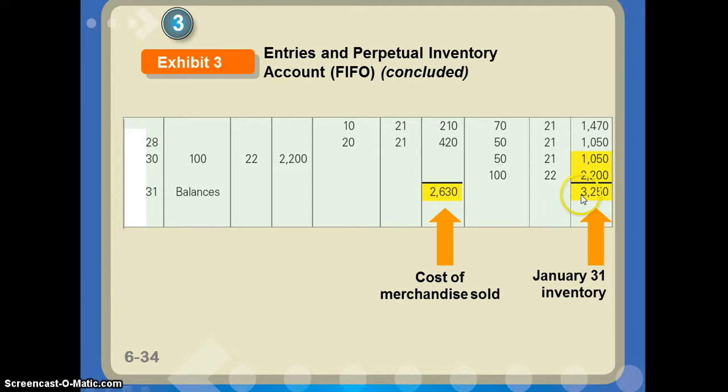Our January 31st inventory is worth $3,250. Your inventory should be more than the cost of merchandise sold. The inventory is valued either at the FIFO, LIFO, or average cost method. The cost of merchandise sold is what we paid for it. These numbers will not match.